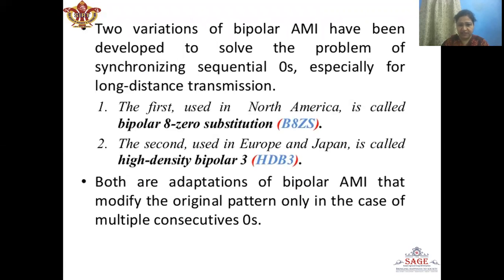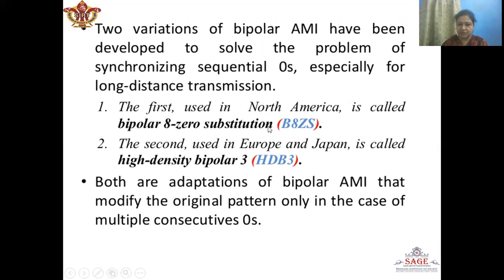Now, these two variations of bipolar AMI have been developed to solve the problem of long sequence of ones. But for long sequence of zeros, the problem of synchronization still exists. So to avoid the synchronization problem in long sequence of zeros, two methods in bipolar AMI are used, which are bipolar 8-zero substitution and high density bipolar 3.